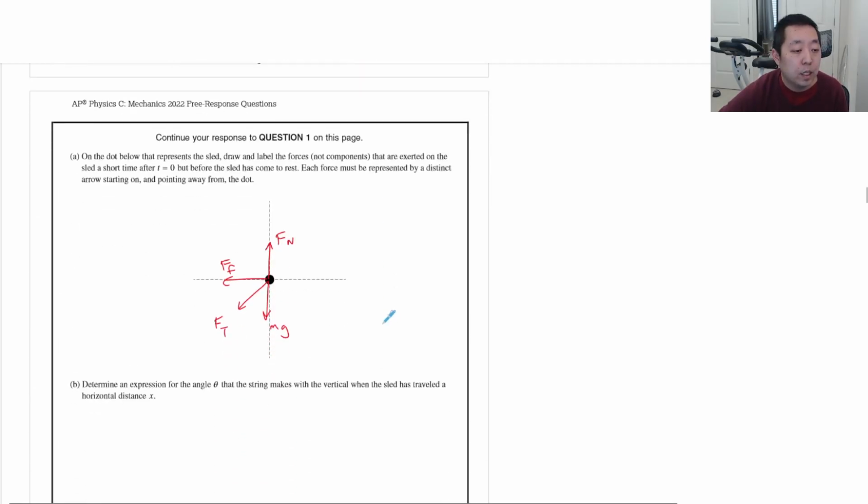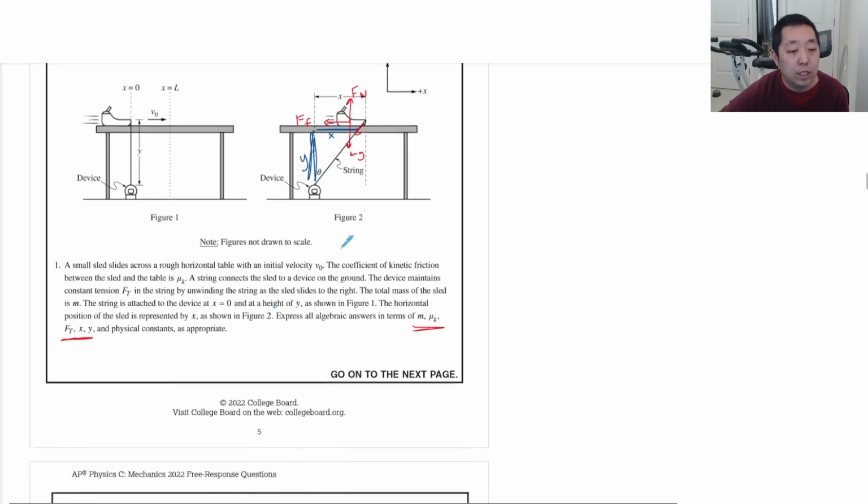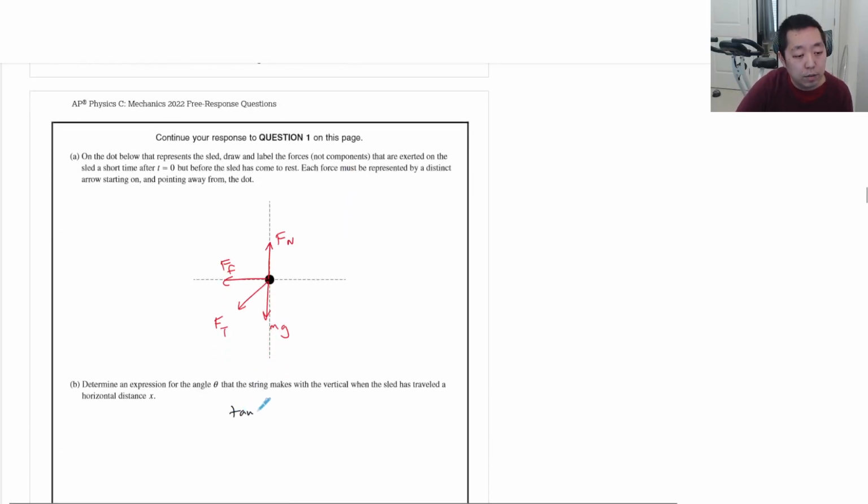Okay, yep. Determine the expression for the angle theta the string makes with the vertical when the sled has traveled a horizontal distance, so distance x. And we want to put things in terms of these variables here. Can I emphasize how important it is to just use those variables? This is a triangle here. This is y, this is x, and I know tangent of theta is equal to opposite over adjacent, so tangent of theta would equal x over y. So theta would be inverse tangent of x over y.